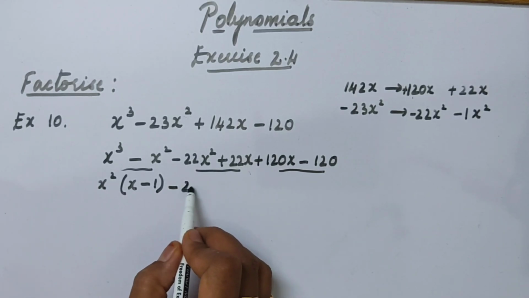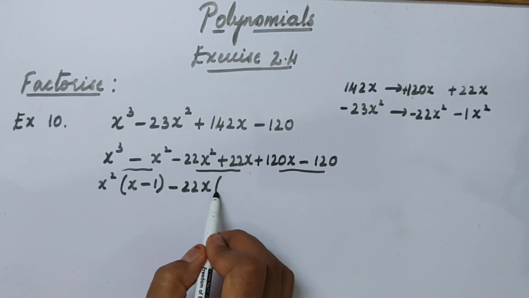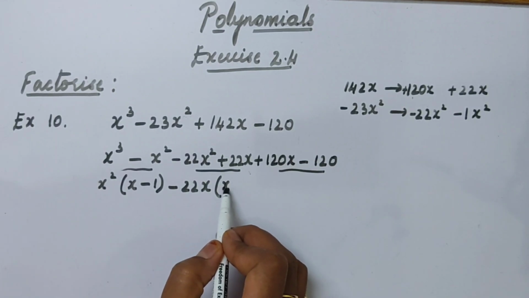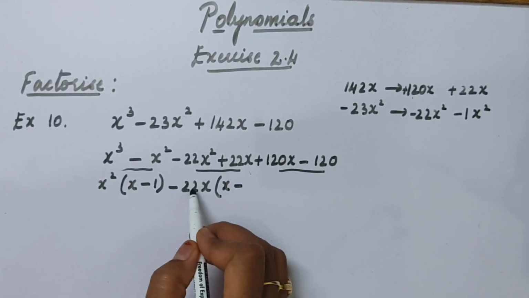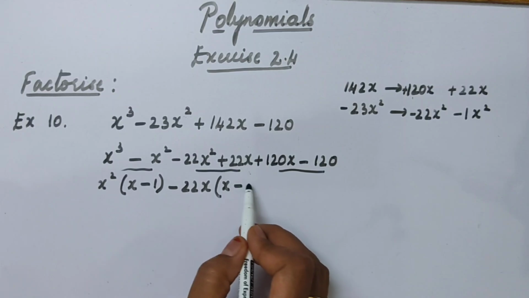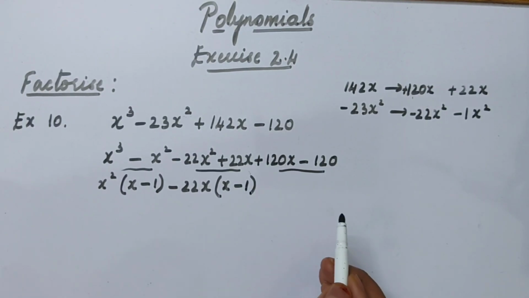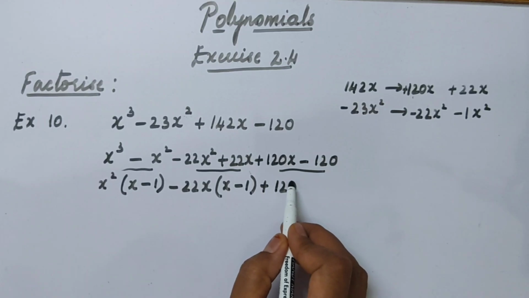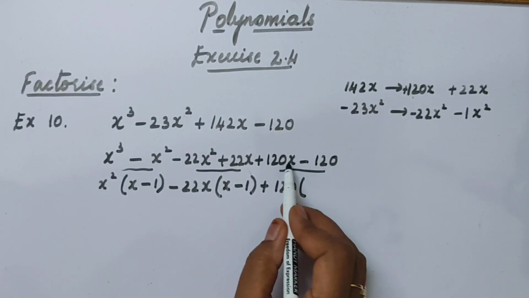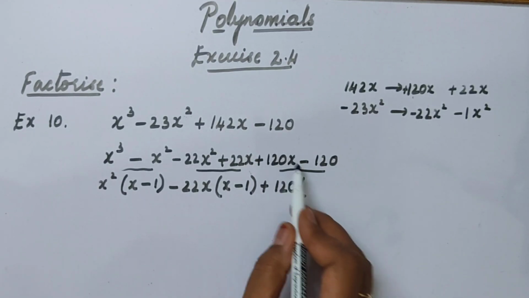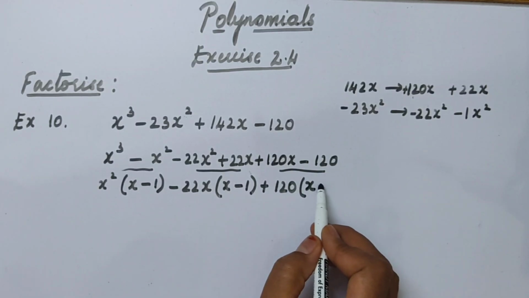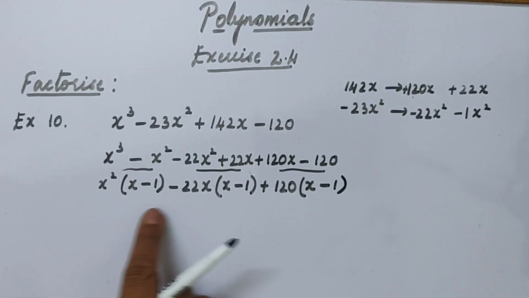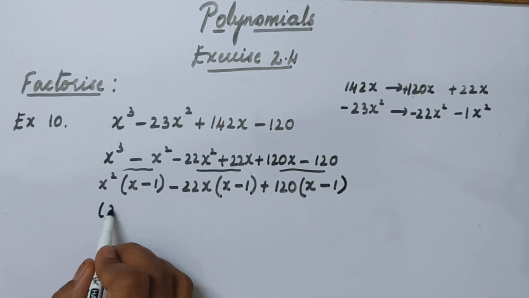In these two, 22x is common. 22x gets cancelled, only 1x is left over. Minus into plus is minus. 22x gets cancelled, 1 is left over. Right? This is a plus sign. In these two, 120 is common, students. Here 120x is left over. Plus into minus is minus, 120 ones. Okay. Now you can see that the bracket is common.